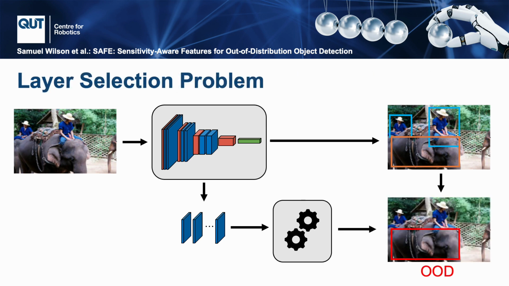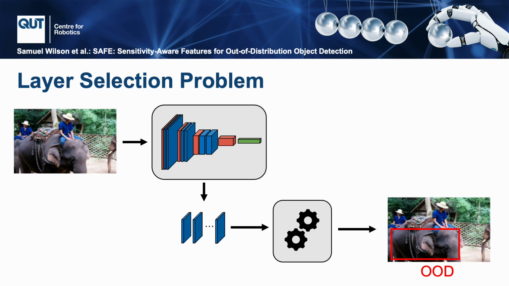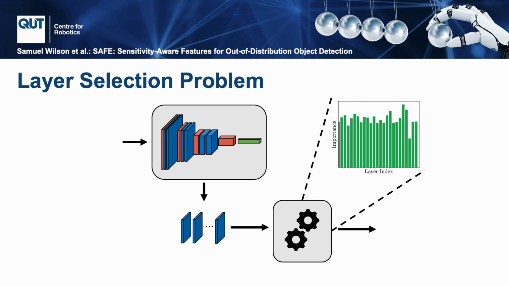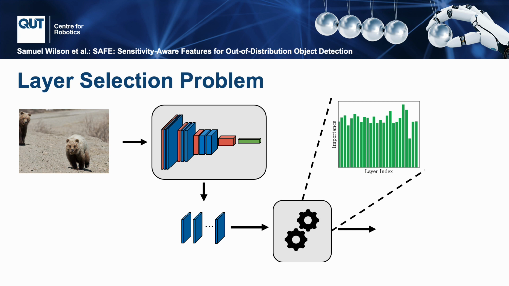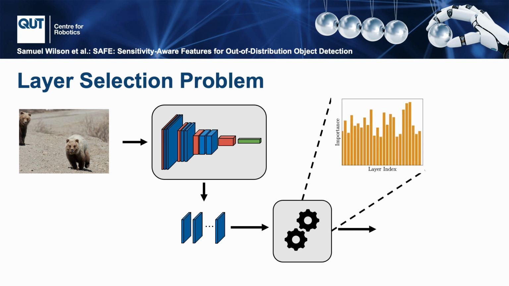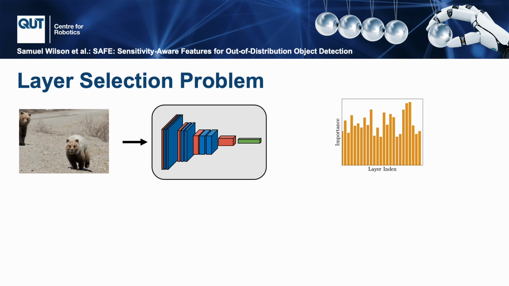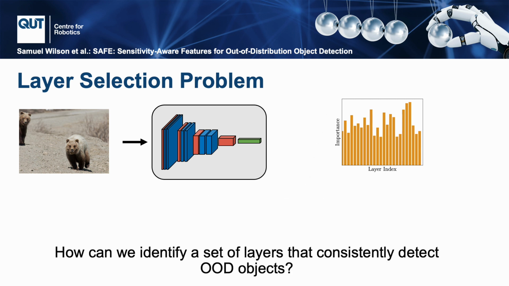These methods are effective, but they are often reliant on the specific layer selection used for a specific type of out-of-distribution data. As an example, if we were to change the out-of-distribution data presented to the model, the importance of each individual layer may actually shift towards a different importance for the specific type of out-of-distribution data being observed. Thus, we ask the question in this paper, can we identify a set of consistently powerful layers for detecting out-of-distribution objects?